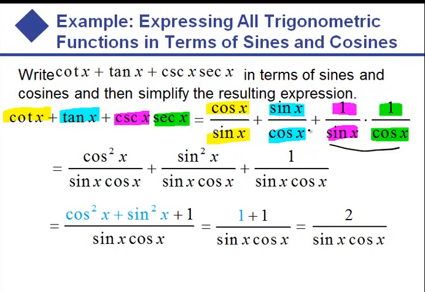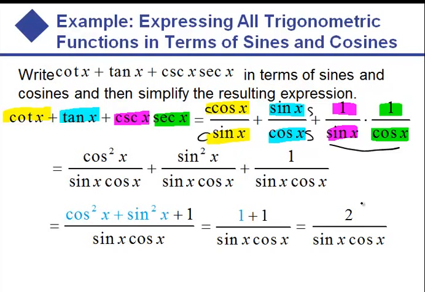So you're going to multiply this one top and bottom by sine, so you can get sine cosine, and then this one top and bottom by cosine, so you can get sine cosine. And that's why you have cosine squared here, sine squared there. There's my 1. Cosine squared plus sine squared plus 1. And then we remember that that's our trig identity of equal to 1, right? So you plug that in, and now you just have 2 over sine cosine.